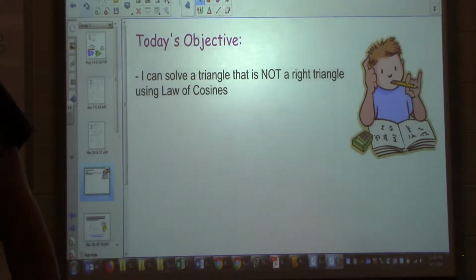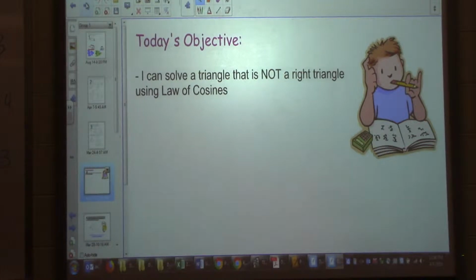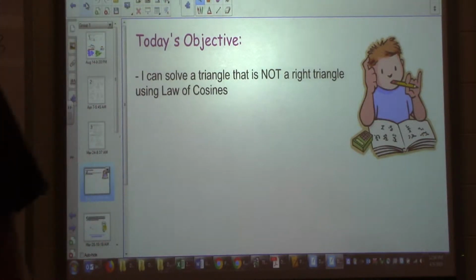Yesterday I talked about the signs. Alright, so yesterday we talked about law of sines. Today we're going to talk about law of cosines.